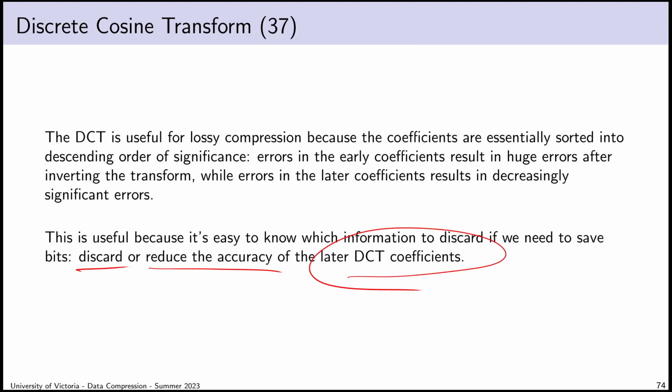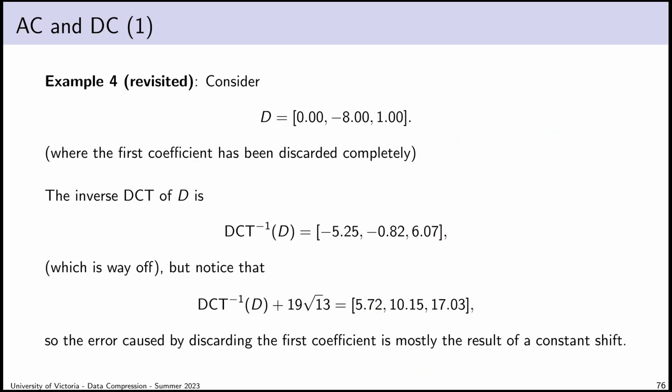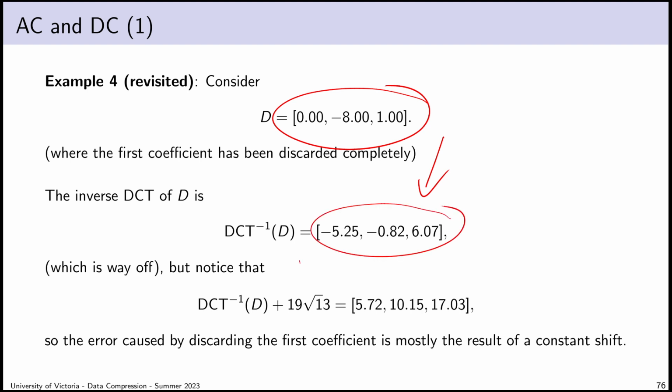Now, if I go back to my previous example, I actually want to make one more point about this. We saw this example where I delete the first coefficient, and the result came out way off. One observation I'll come back to in a couple of slides is that the result is way off by a constant shift. The reason is that the first coefficient of the DCT corresponds to a cosine wave with frequency 0. It actually corresponds to a horizontal line, which means if you change that first coefficient, you are basically shifting the result of the inverse up or down by some constant amount.